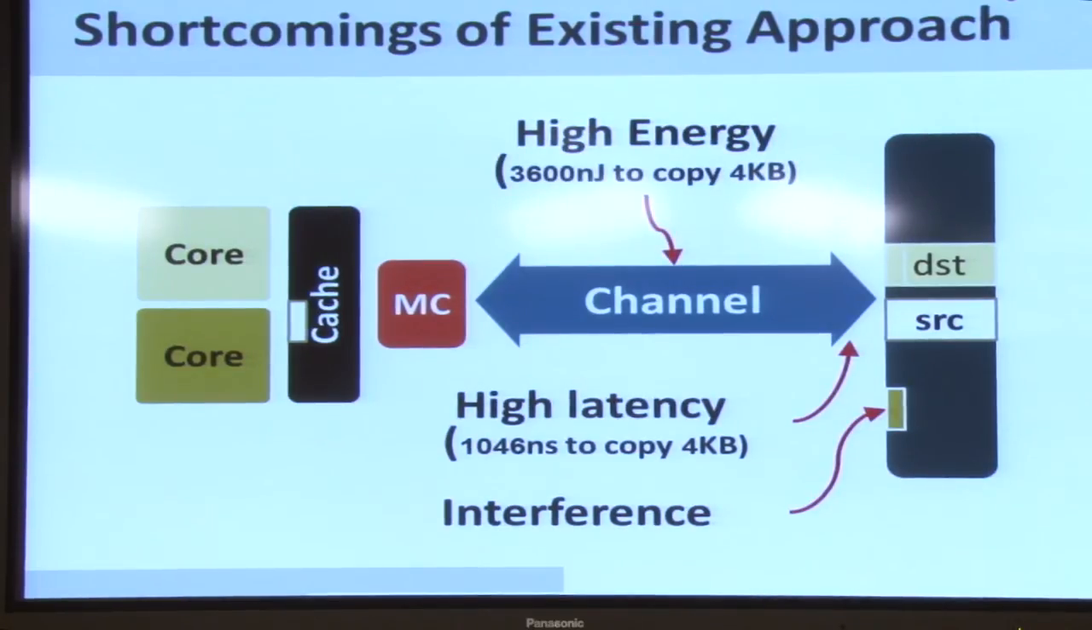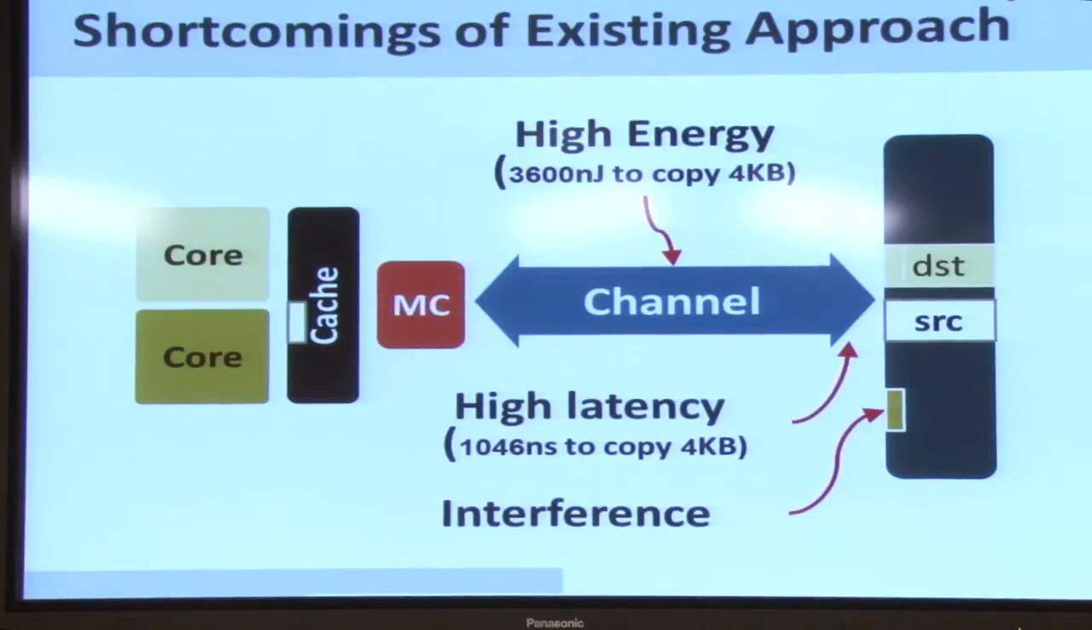The memory channel connects two structures which are considerably separated, so you need to spend high energy to ensure signal integrity. Again, around 3 microjoules for the copy operation.